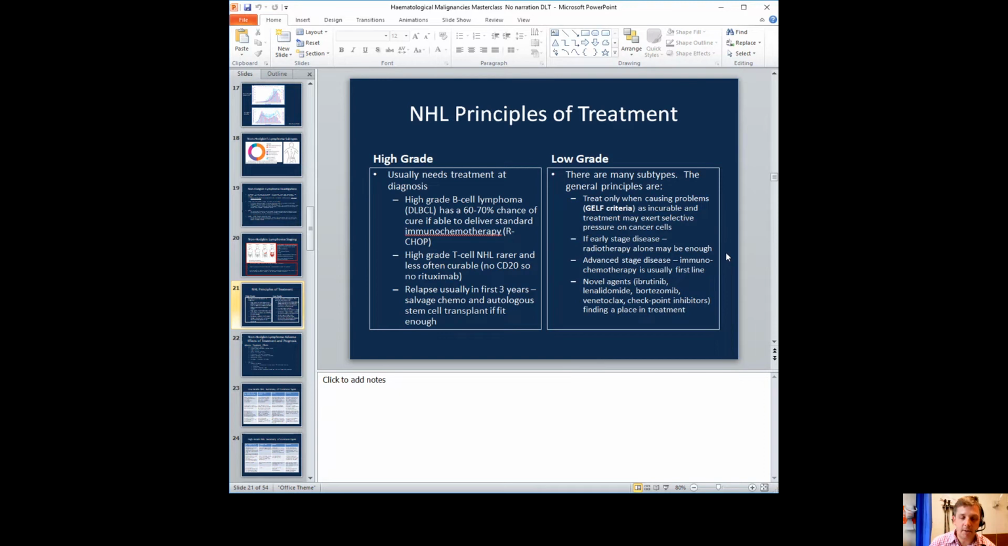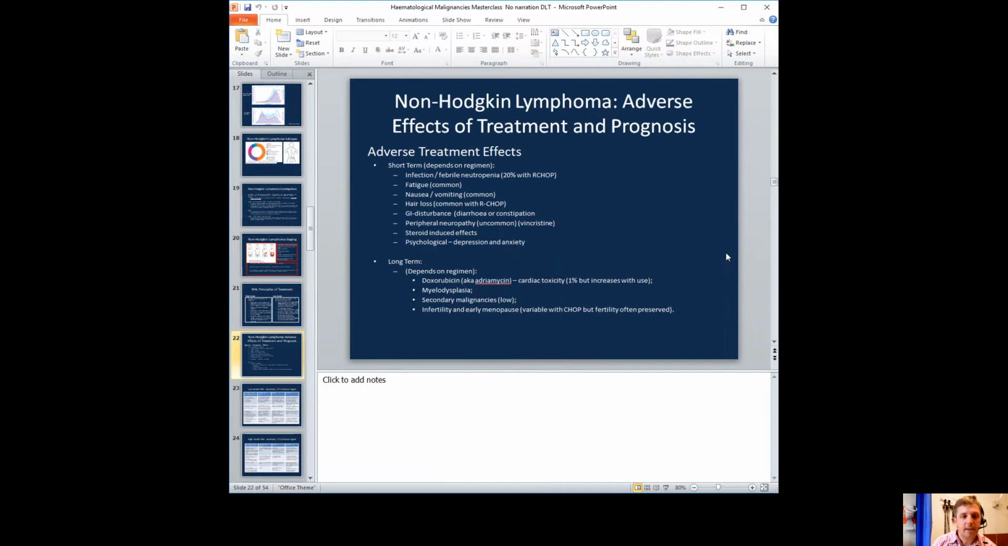High-grade disease is normally treated with immunochemotherapy, as is low-grade disease actually, but we have various new agents as well nowadays. I've done a little bit on the adverse effects of treatment. We need to think about fertility, particularly when the patient is of childbearing age. A lot of our lymphoma treatments don't affect fertility, but the more intensive ones can. And so patients can be counselled about that before starting and can opt for sperm banking or egg banking beforehand.